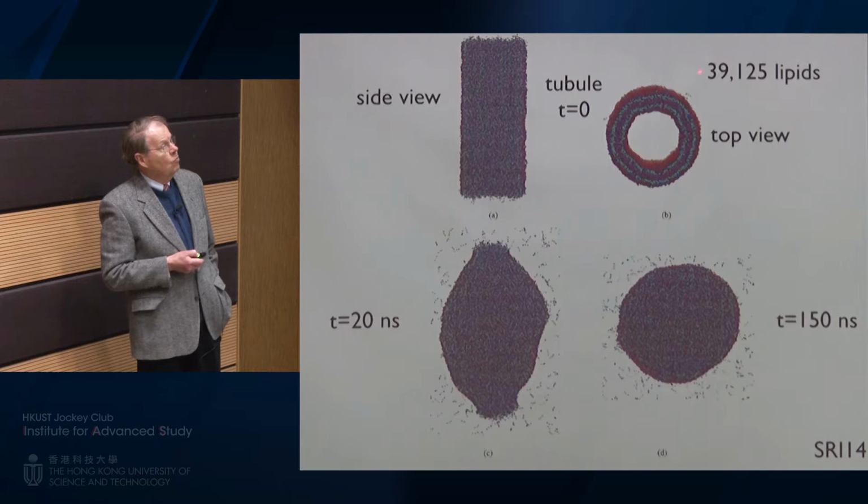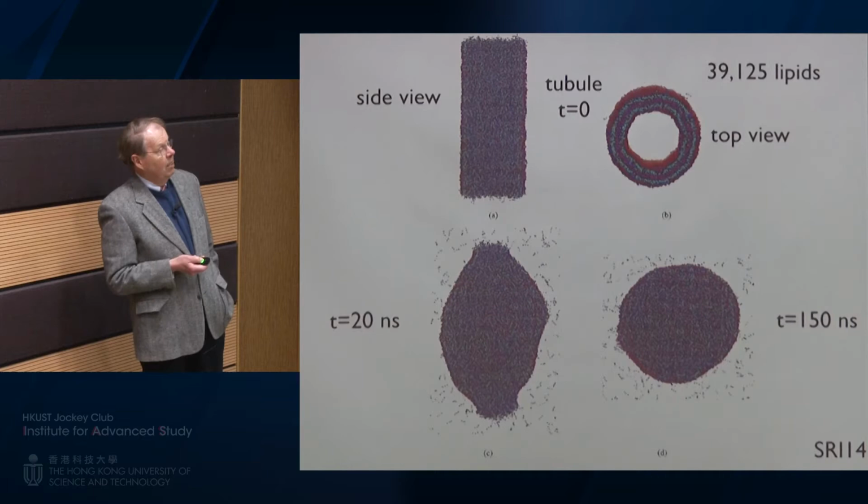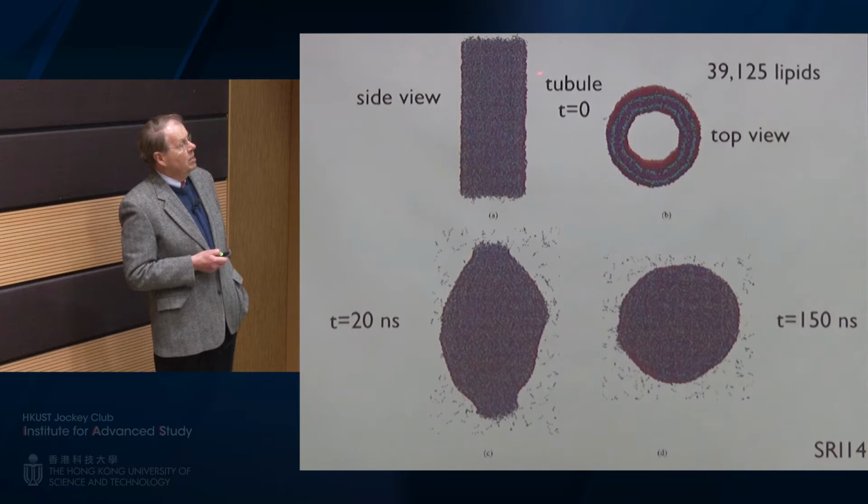39,125 lipids. Remember, there was only 35 or 36 lipids in the all-atom calculations that determined the potential. But we can now, given that potential, do these kinds of simulations on this large a model without much difficulty at all. So they started this at t equals zero.